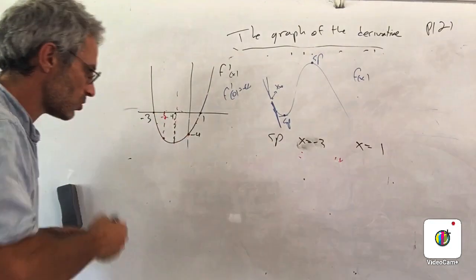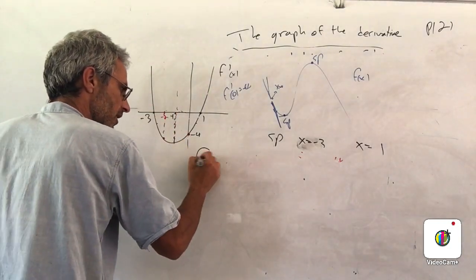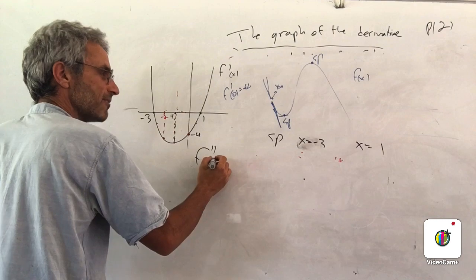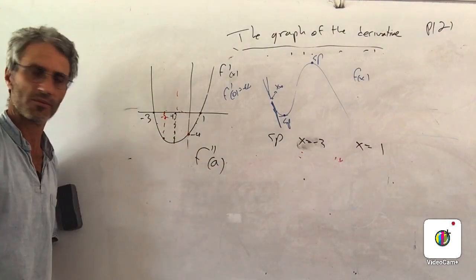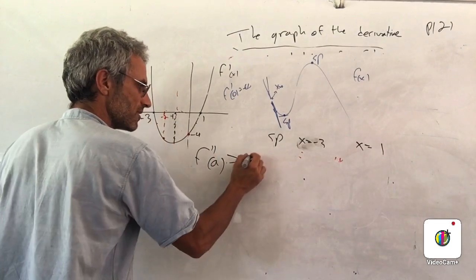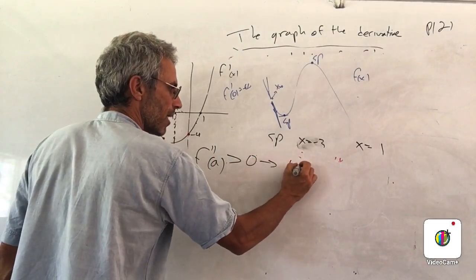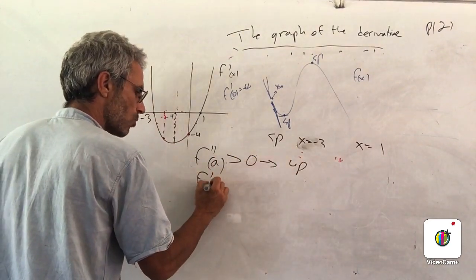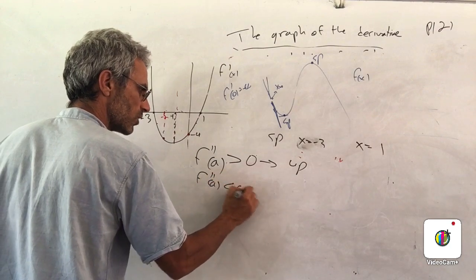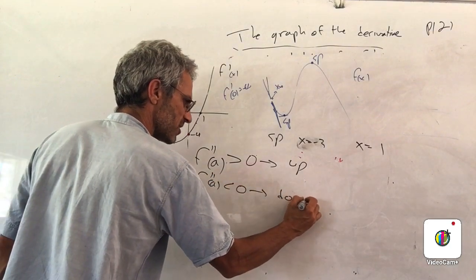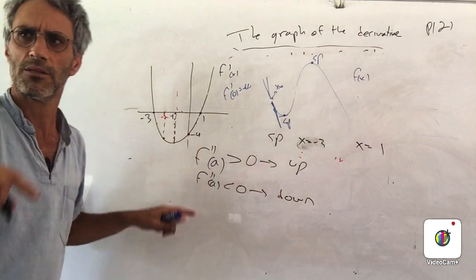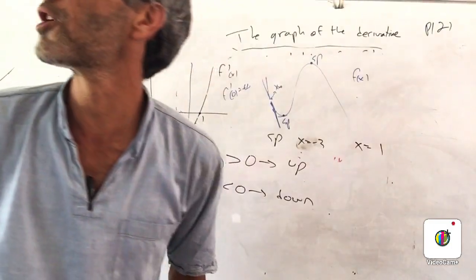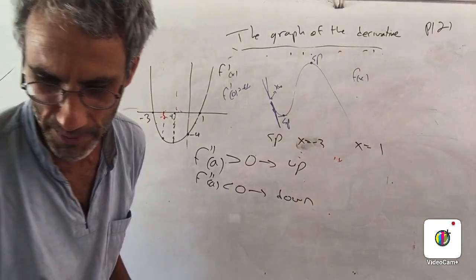Now, to remind you and remind myself, to find the concavity, what we're going to do is find the second derivative. If it's larger than 0, that means it's concave up. If it's smaller than 0, it's concave down. Let me just check that. Is this right what I'm saying? Yes. Guys, bear with me.